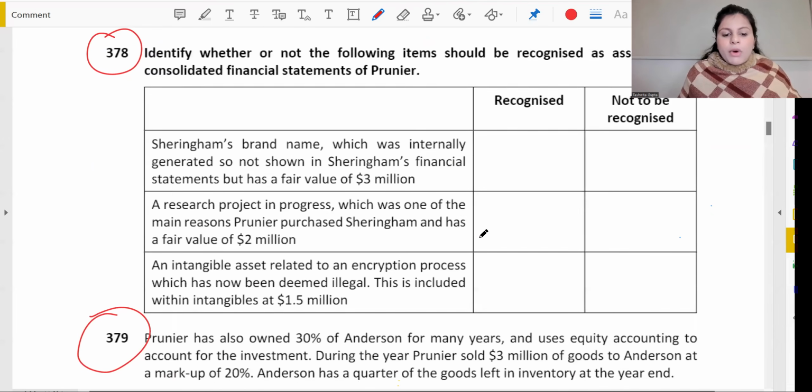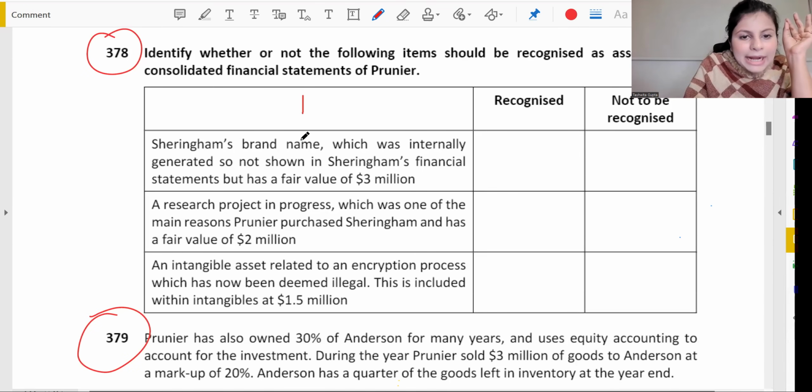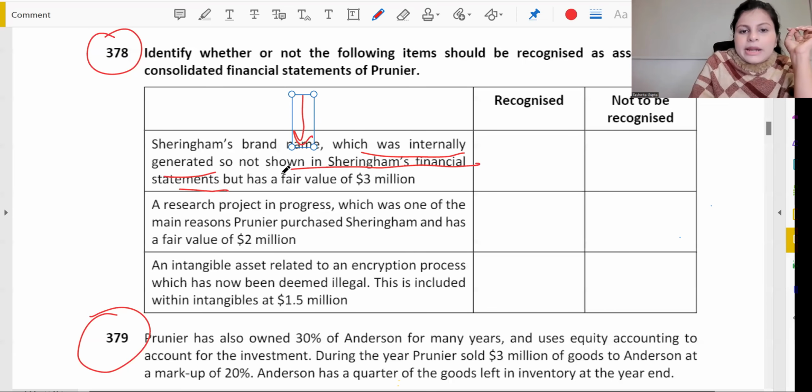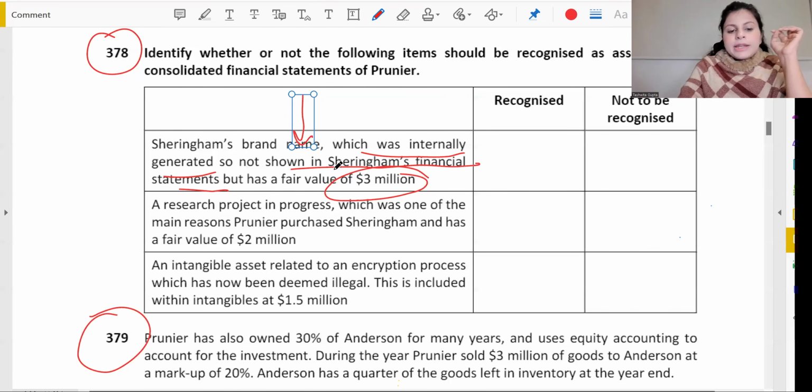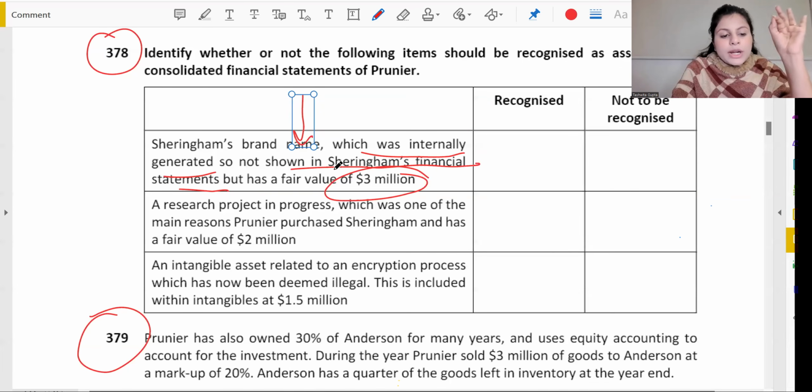Identify whether or not the following items should be recognized as assets in the consolidated financial statements of the parent. You will tell me. Subsidiary's brand name which was internally generated, not shown in the subsidiary's financial statements, but has a fair value of 3 million. Internally generated brand. Upon consolidation, do I record it or not?